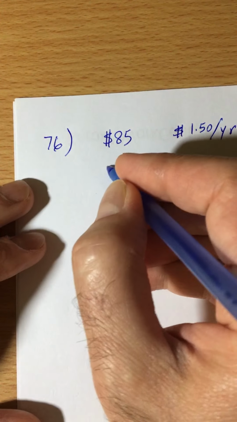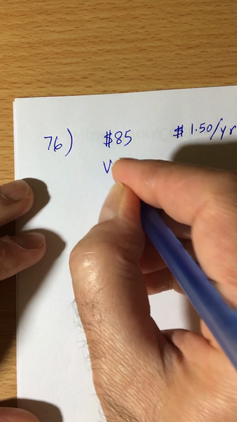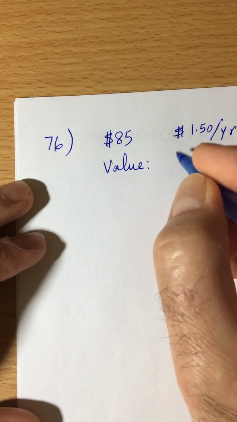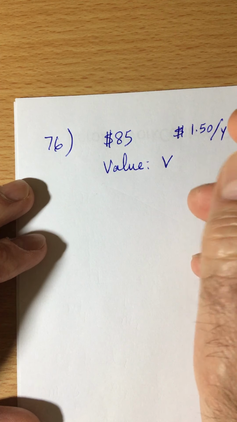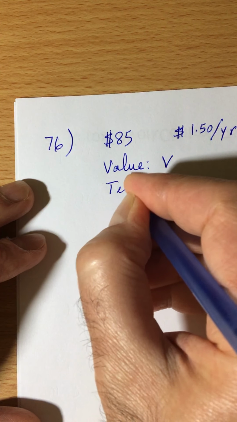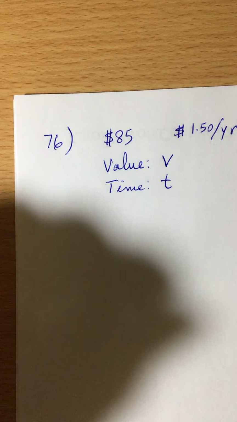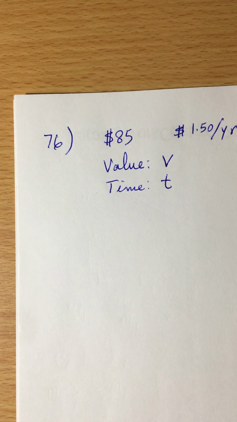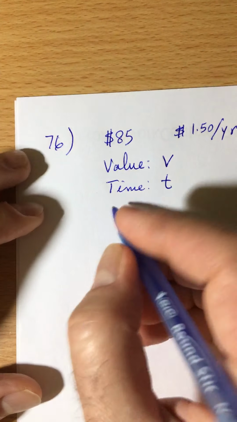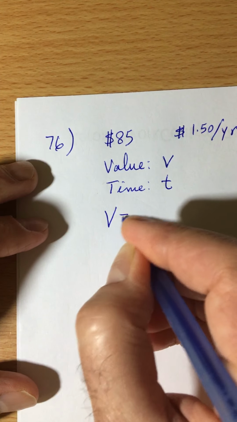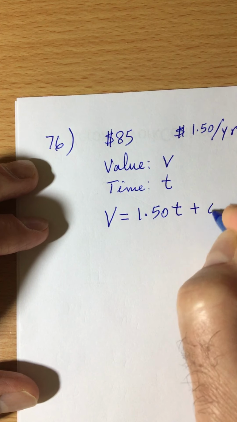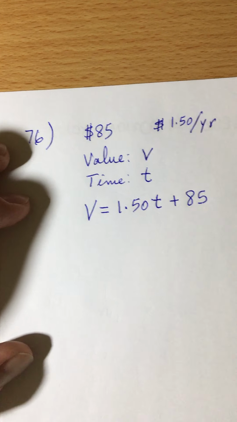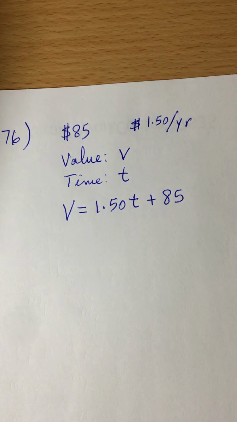So before we do part A, you got to write an equation. So let's say value, define your variables. So word problems, we always define our variables. Let's say for value of the card, we call it V. And then time, we call it T. And we usually use lowercase t. Capital T is usually used for temperature. Okay, so this is a linear relationship, so we can say value equals $1.50 times T plus the original cost, which is 85. So there is your linear relationship. We don't always use X and Y.